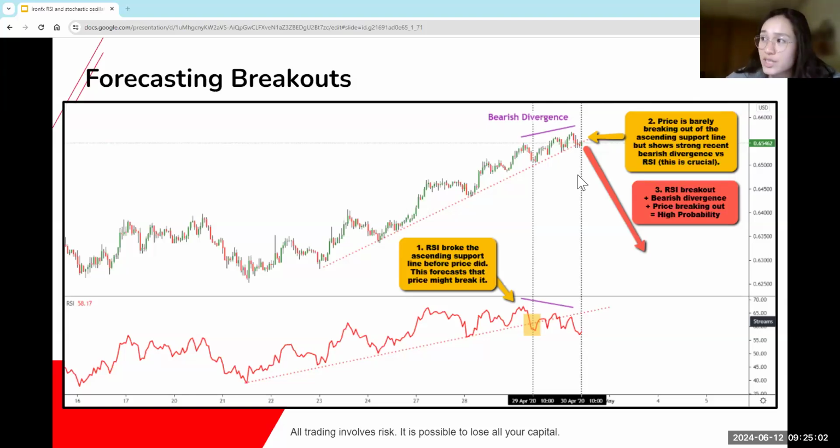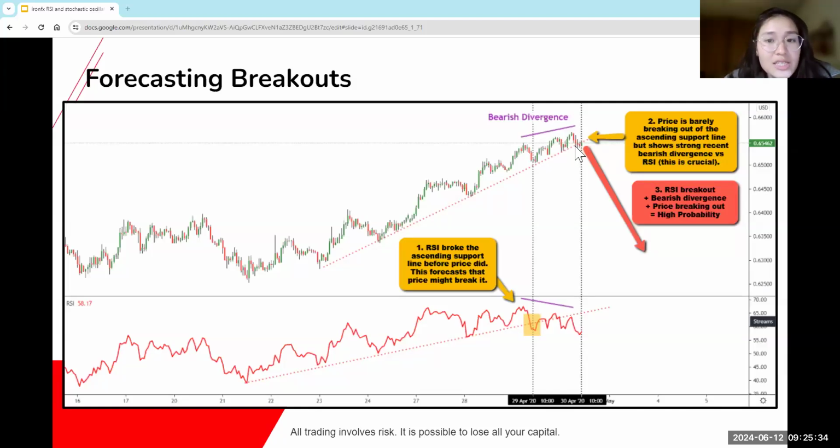The second point is that price is barely breaking out of the ascending support line. If you look really closely, you can see it just peeking out below it. But it shows a strong recent bearish divergence versus RSI. So you see price making a higher high, whereas on our RSI, it's making a lower high. So that's your bearish divergence. So we have three points now: the RSI breakout over here, secondly, a bearish divergence, and lastly, price just breaking out a little bit.